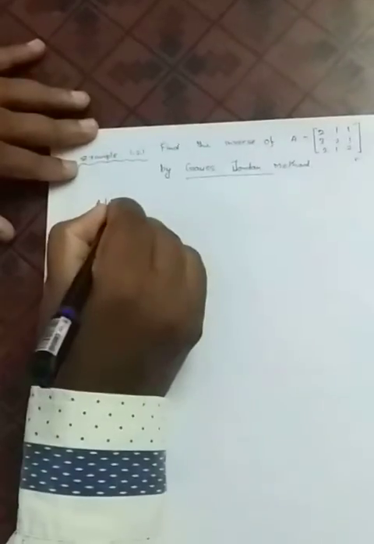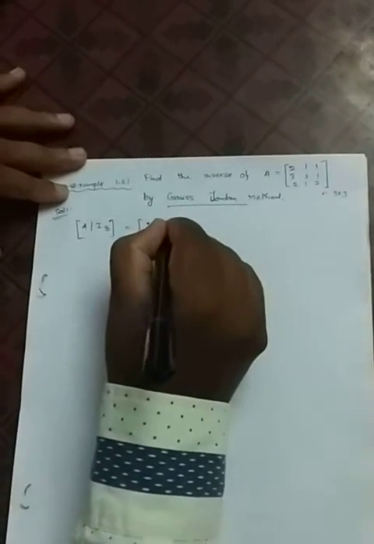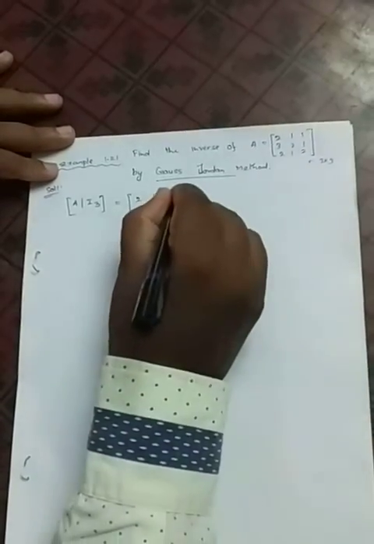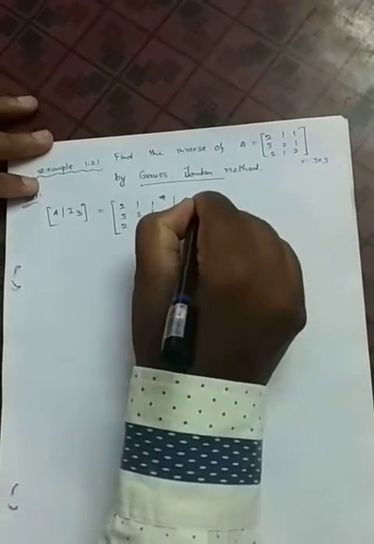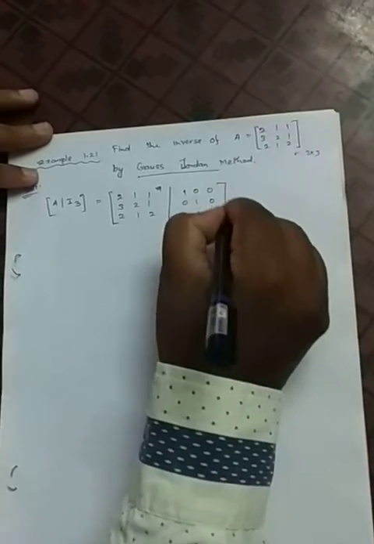This is the A matrix augmented with I3. Why am I writing I3 here? In that case I2 means 2 by 2 matrix. Here it is a 3 by 3 matrix, that's why we have written I3. How are we going to find the solution? Now A is 2 1 1, 3 2 1, 2 1 2. And I3 is 1 0 0, 0 1 0, 0 0 1. That's the matrix. Carefully do the steps, you can easily get it.